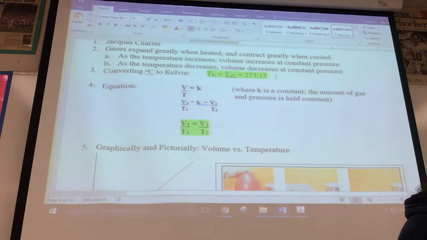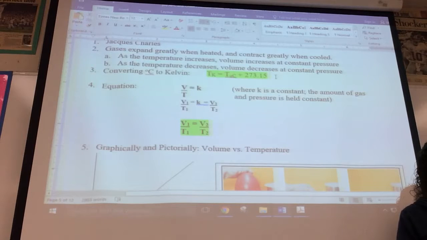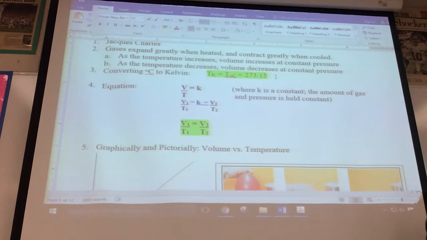provided that the pressure is held constant. Again, you must do these problems with Kelvin temperature. If you do it in degrees Celsius, you'll crash and burn. The game's over. Be very careful here. Kelvin temperature. So again, as we talked about initially, you just add 273.15 to the temperature in degrees Celsius to get Kelvin temperature.